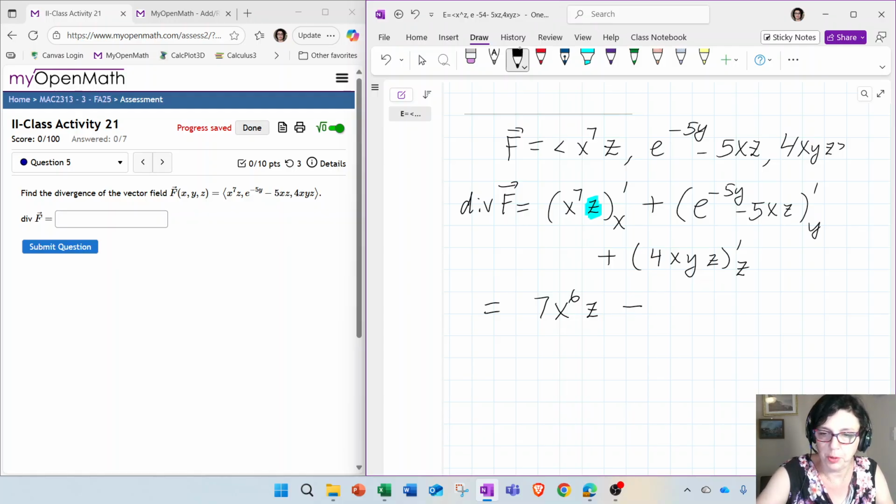All right, then plus, again, no ijk's. What about e to the ay? So this a business is the number in front of y. That is going to go to the front. So you're going to get negative 5, and it's going to be the same e to the negative 5y.